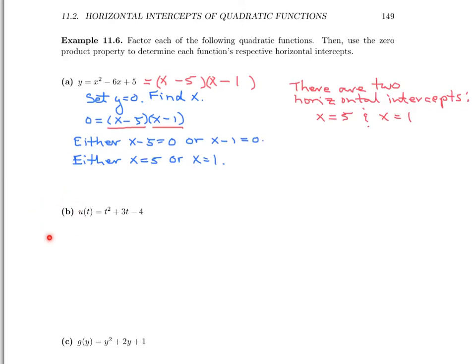Let's try part B. Our function now is u of t equaling t squared plus 3t minus 4. And again, you can see that it is a quadratic function. It has the form ax squared plus bx plus c. Let's start by factoring it.